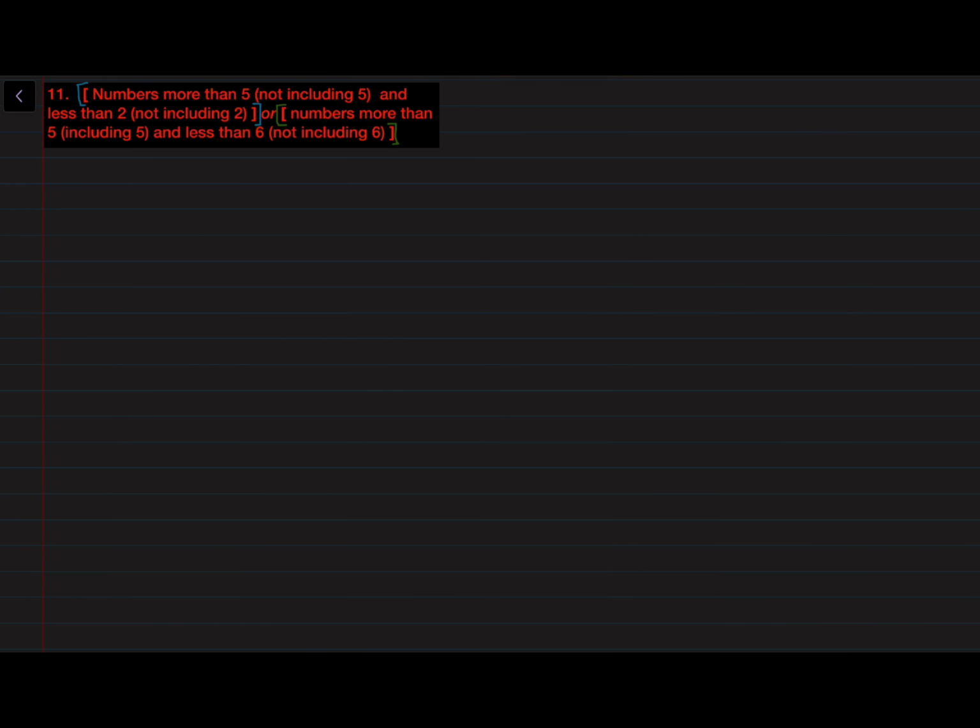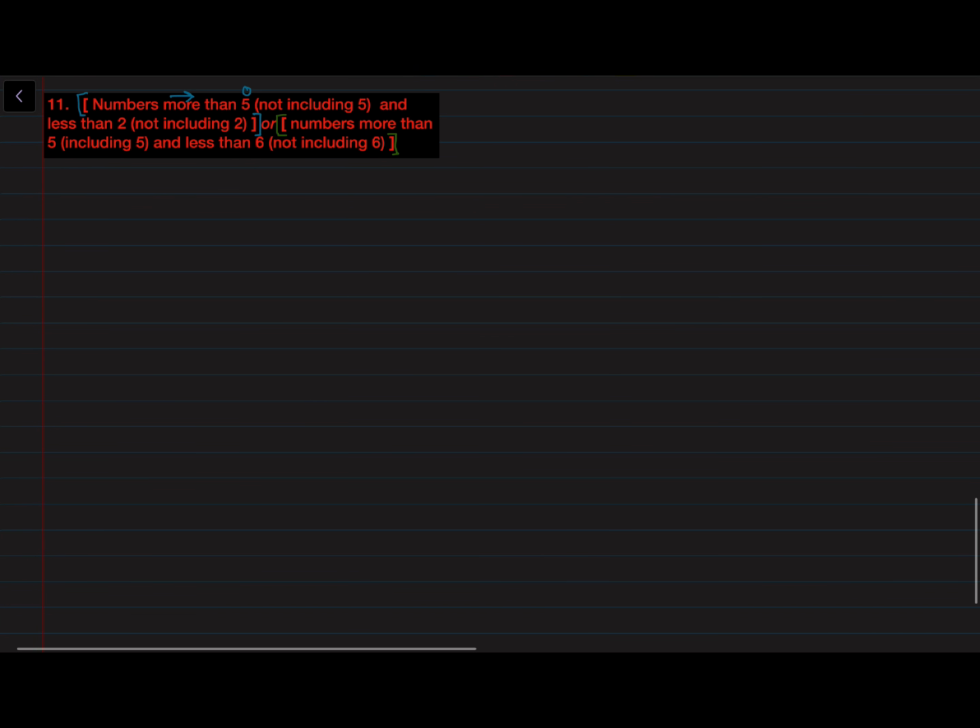So the first part reads numbers more than 5, not including 5, so a circle that is not shaded in, and less than 2, and we're not including 2. So let's draw the first one. We have the number line, we have 2, and we have 5.